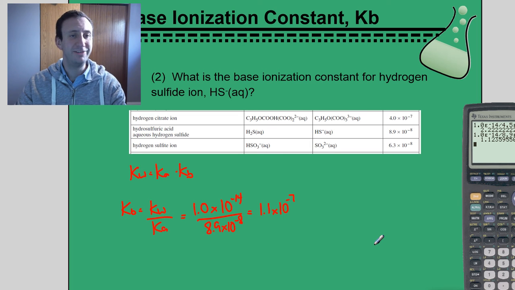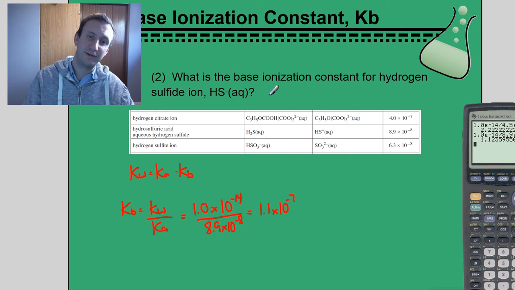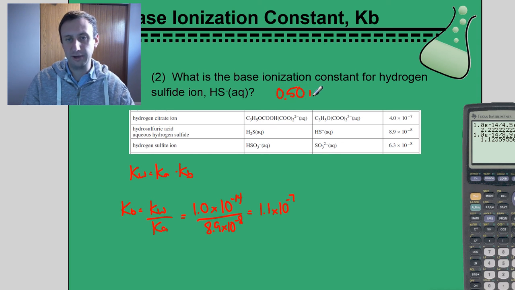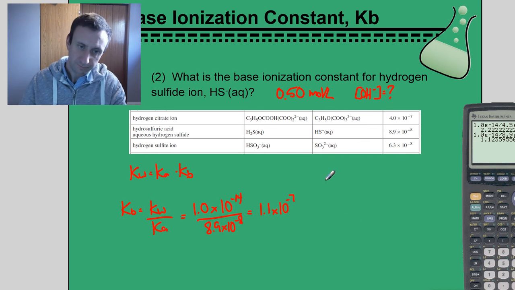We're going to make up an example on the fly here because it's important we do at least one where we actually figure out hydroxide and pOH. So let's say that I have a concentration of hydrogen sulfide ion of 0.50 moles per liter. The next question is, what would be the hydroxide ion concentration? Let's try to figure that out.